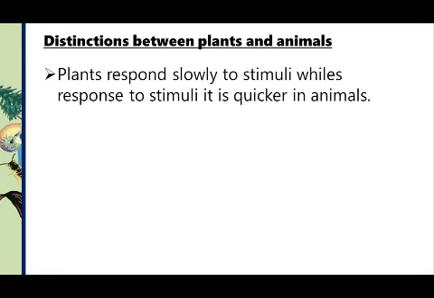In terms of response to stimuli, plants don't have specialized structures or cells that are able to coordinate and control the external stimuli. But in the case of animals, animals have specialized cells that form the nervous system for coordination and control of the body activities.